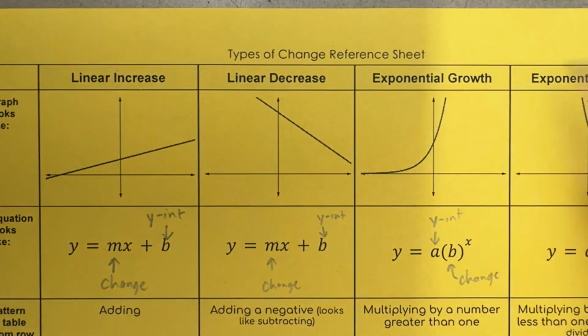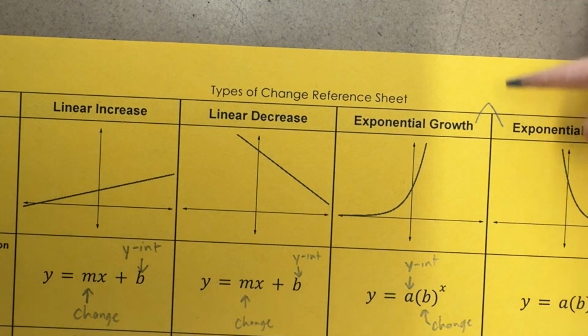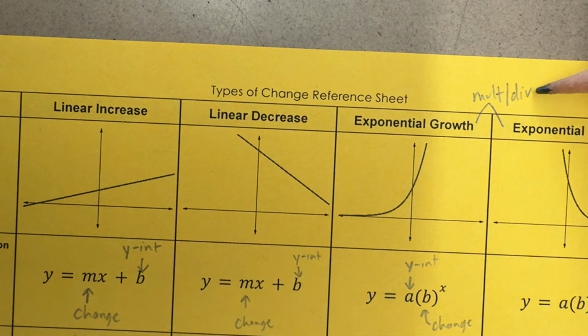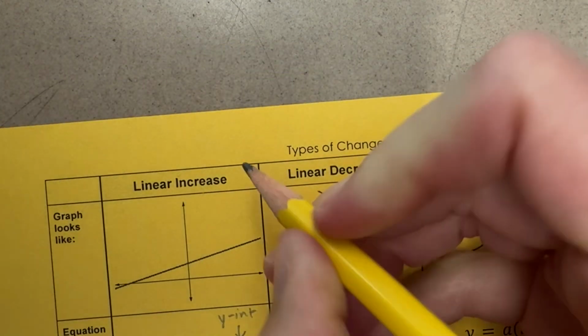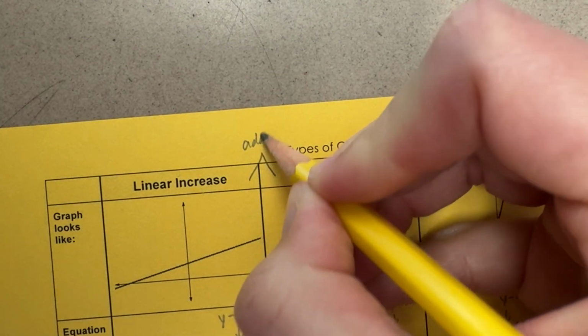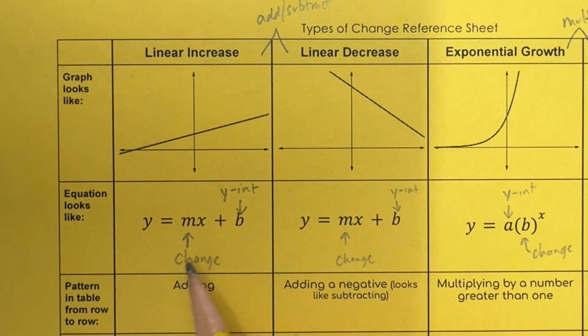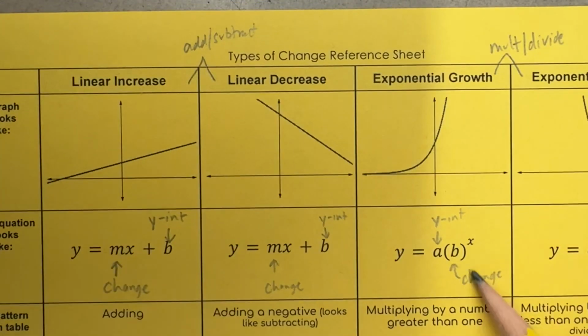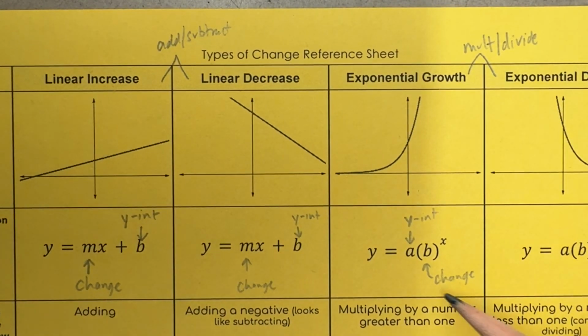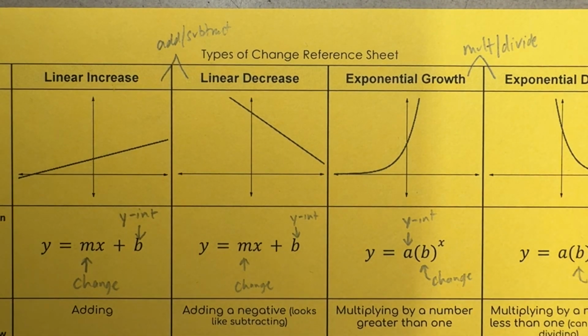Remember, anything exponential is like multiply and divide, right? And then the linear is the adding and subtracting. So here, the change is what's being added and subtracted, whereas here, the change is really what's being multiplied, right?